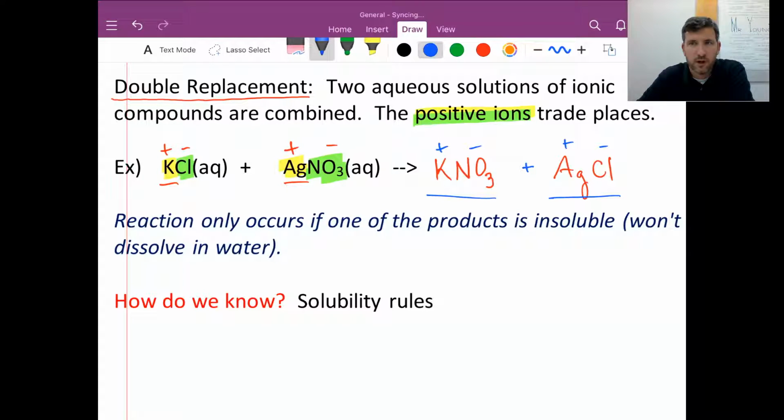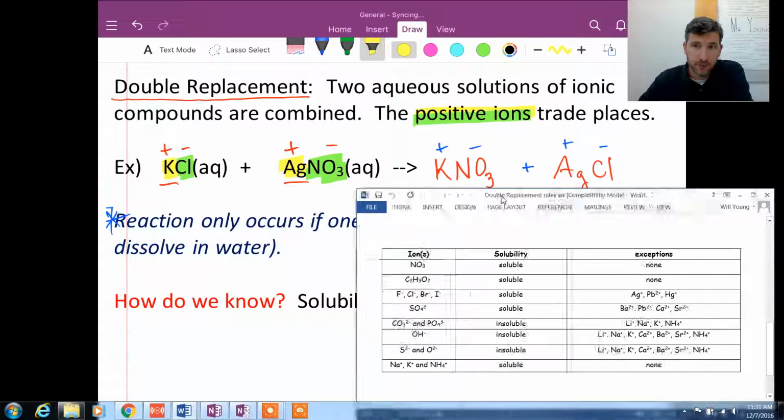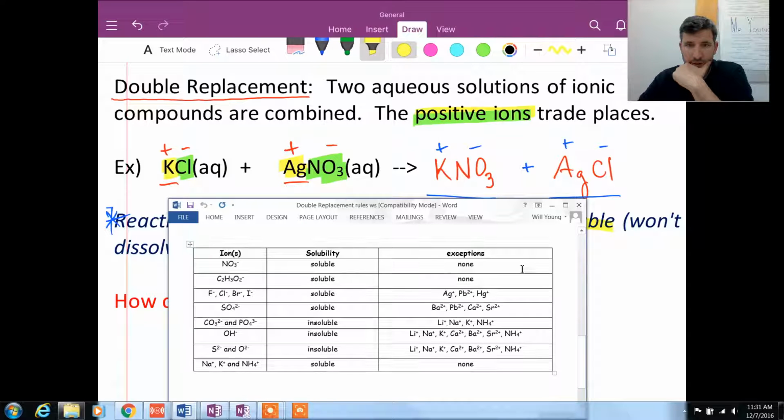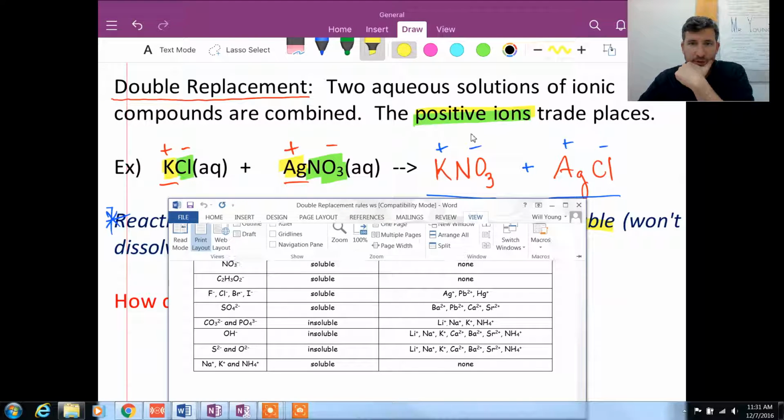The somewhat harder part is this last bit. It says the reaction only occurs if one of the products is insoluble. And the word insoluble just means that it won't dissolve in water. So how do we figure that out? We go to the solubility rules, and this is on the back of your blue periodic table. If I look at my solubility rules, the way they work is pretty straightforward.